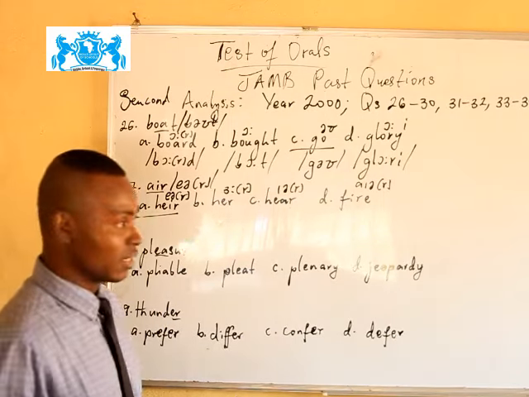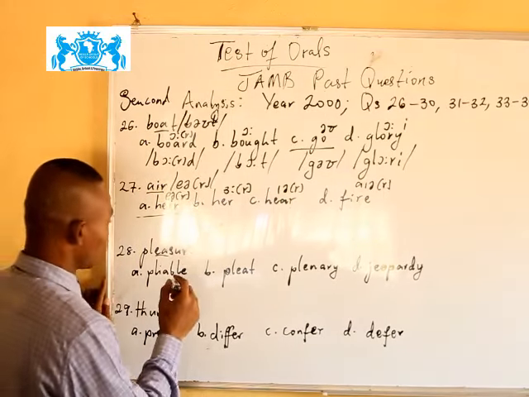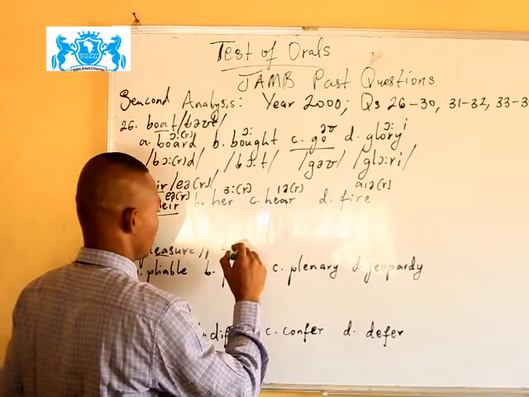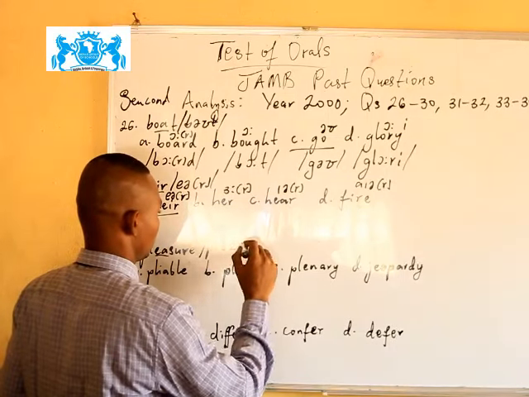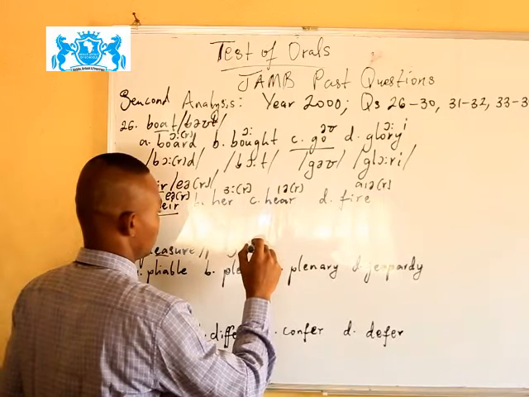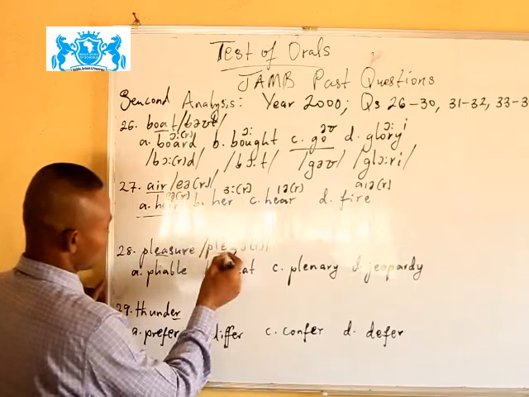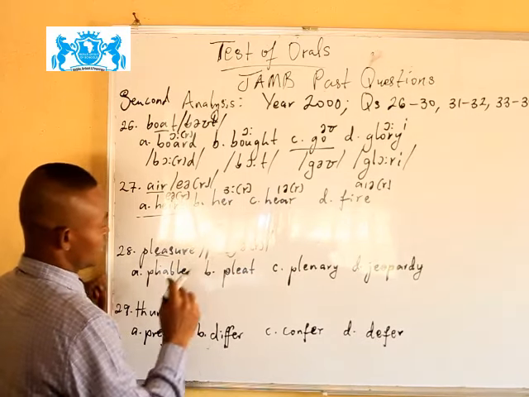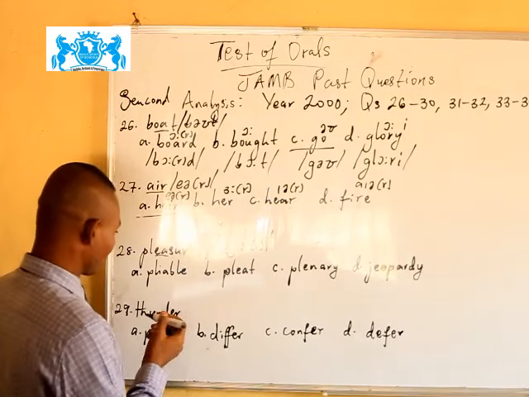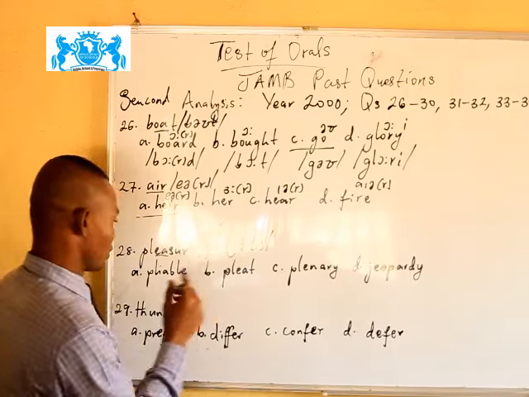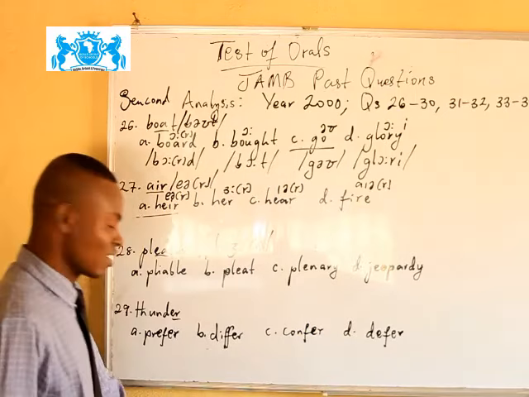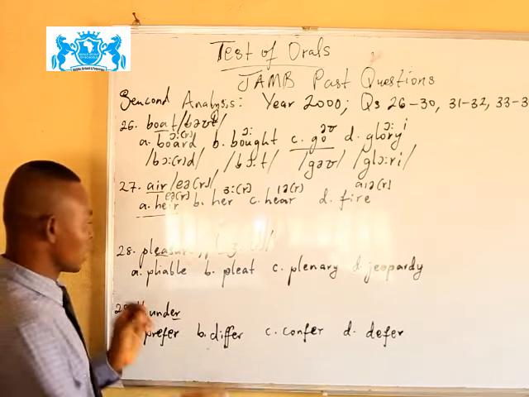So we go to number 28. We have the word pleasure, transcribed as pleasure. So the sound on the line is the short e sound, pleasure. Pleasure. So we now have in options A to D, which one will meet the same sound or will have the same sound as e?